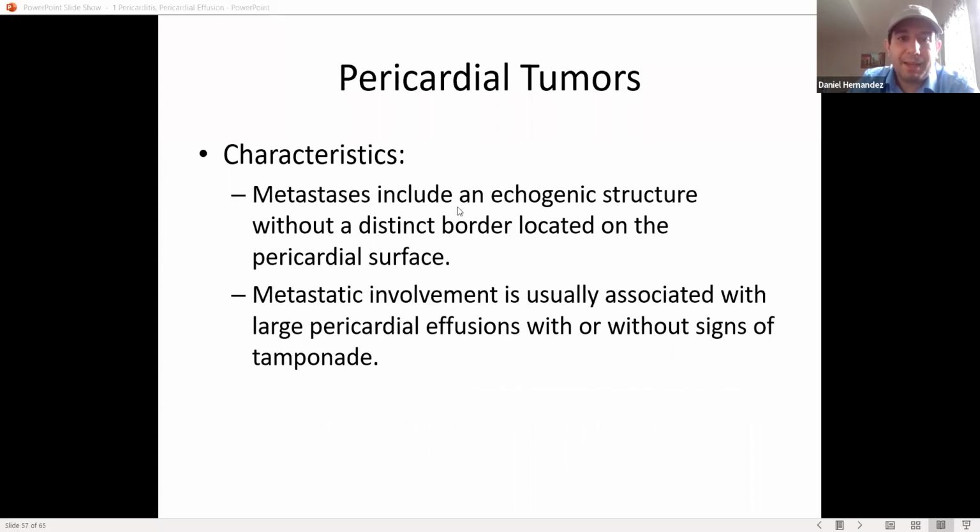The characteristics of these metastases include echogenic structures without a distinct border located on the pericardial surface. So we can actually see these metastatic lesions or masses on the borders of the pericardium. Metastatic involvement is usually associated with large pericardial effusions with or without signs of tamponade. So if you see a large, ugly pericardial effusion, we might be concerned there's metastatic involvement going on here.